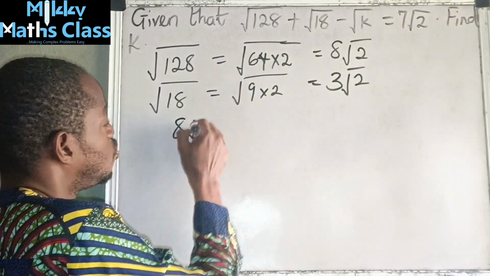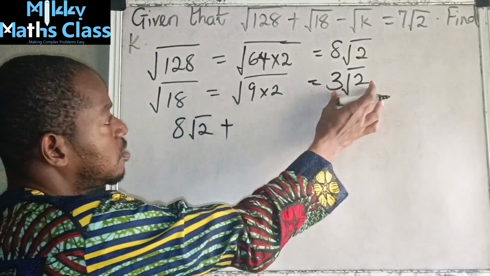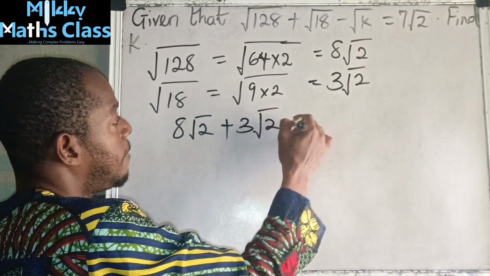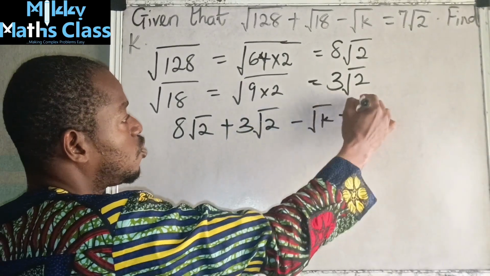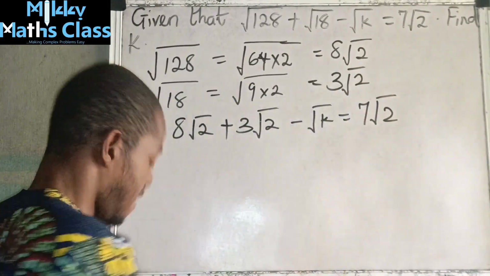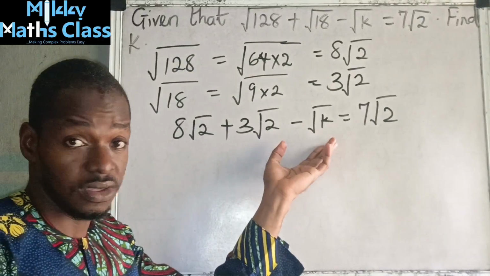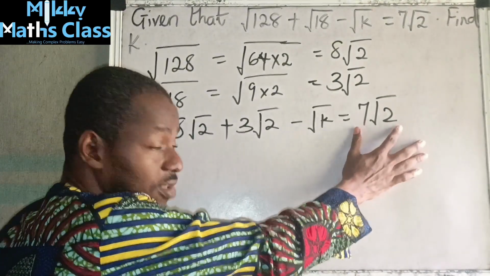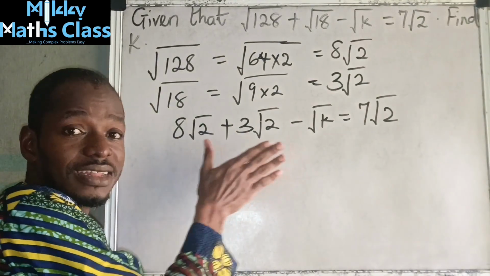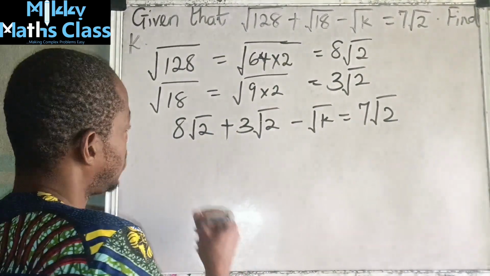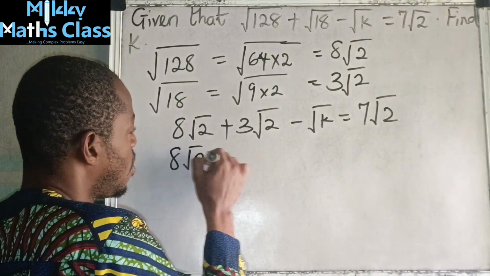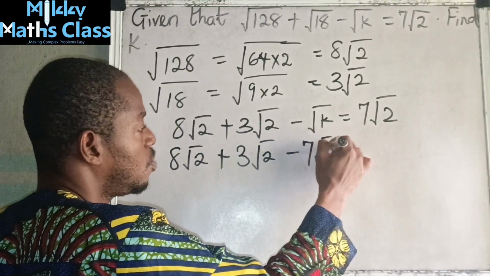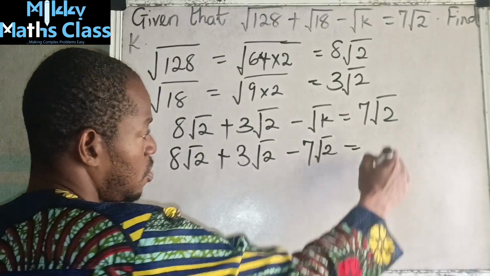So this is 8 root 2 plus root 18, which is 3 root 2, minus root k, is equal to 7 root 2. Now, add root k to both sides. Take this root k to this side, then bring the 7 root 2 to the other side. So that becomes 8 root 2 plus 3 root 2 minus 7 root 2 is equal to root k.